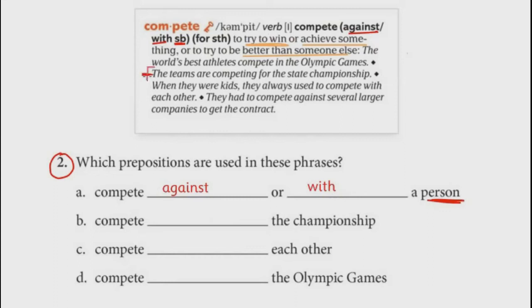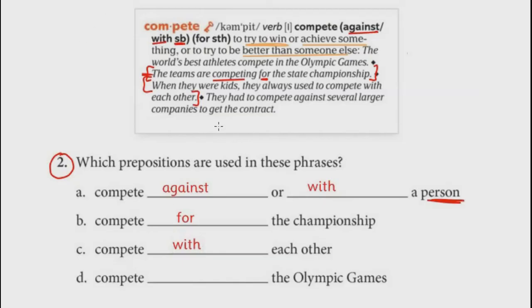This example sentence, the teams are competing for the state championship. So here they are competing for the championship, the teams. Compete for the championship. Compete each other. Look at this example sentence. When they were kids, they always used to compete with each other. Compete with each other. With somebody, compete with each other. When they were children, they always competed with each other.